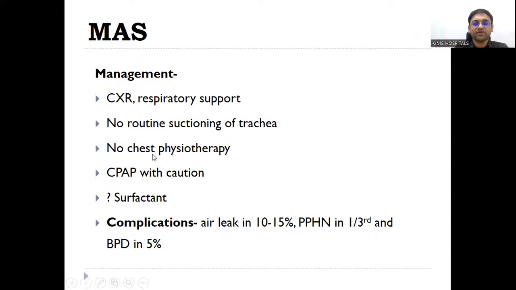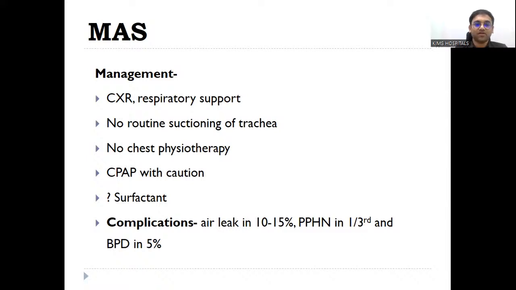We are providing hospitalization when required. No chest physiotherapy. CPAP should be provided with caution. When the baby has a grunt with distress, only then give CPAP, which suggests there is surfactant inactivation. If the baby has hyperinflation without any grunt, we do not give CPAP because it can lead to more air trapping and more pneumothorax. Surfactant can be given in meconium aspiration syndrome babies who require more than 40% oxygen without a hyperinflated chest. Air leaks are much more common in meconium aspiration syndrome.